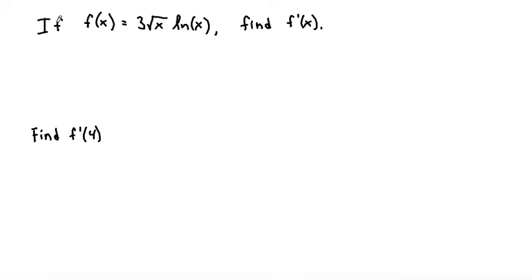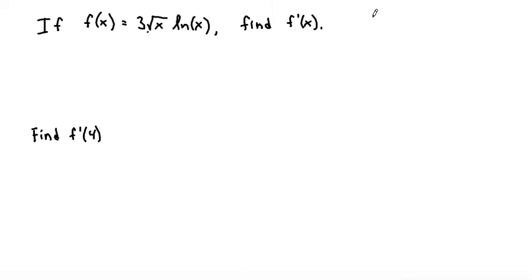Okay, so here we have, this problem says if f of x is equal to 3 square root x ln x, find f prime of x. So first of all, we need to figure out what the overall structure of the problem is. I noticed that my square root x is one function of x. Then I have another function of x that's my natural log of x, and those two things are multiplied together. So since I have a product of two functions of x, I'm going to need to use the product rule.